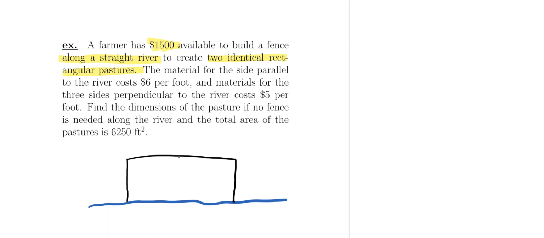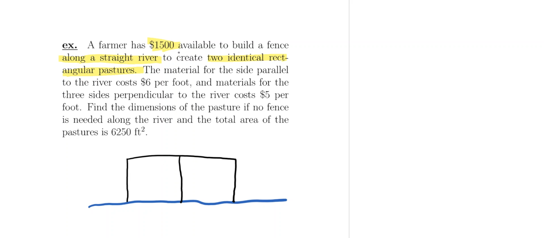All right, so let's make a river. And then he wants to build 2 identical rectangular pastures. Let's say he has cows and pigs and he wants to separate them. Oh, wait a minute, not pigs. I don't know, whatever. So it has to be something like this. And 2 identical, that means that this could be the chickens and this could be the cows. Okay?